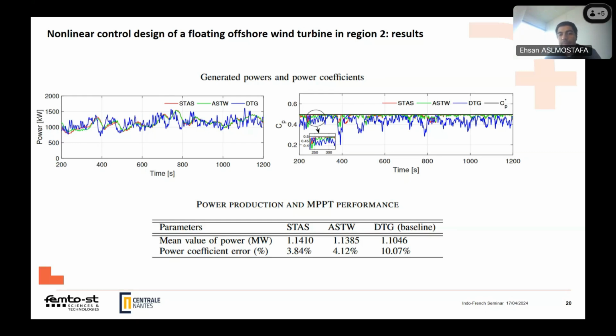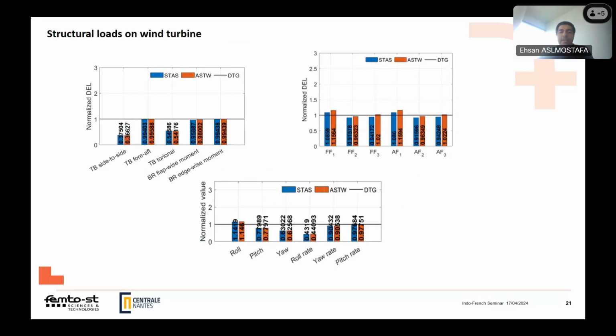Here you can see some results about the structural loads on the wind turbine. The first one is about the tower base and the blade roots. These values are normalized with respect to the baseline controller. We can see that our adaptive controllers have better performance in comparison to the baseline controller.